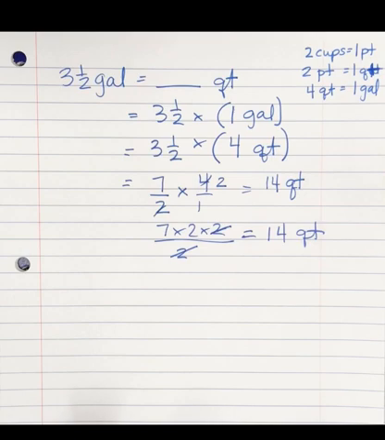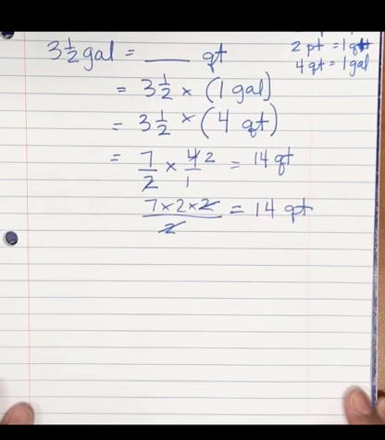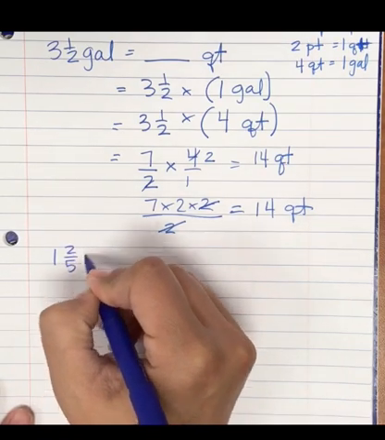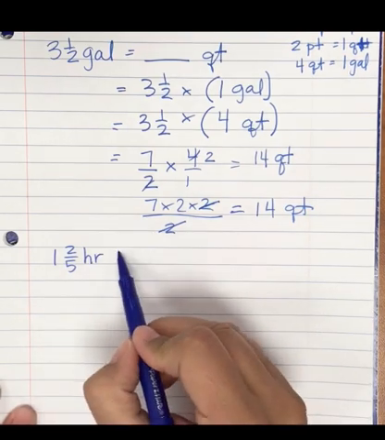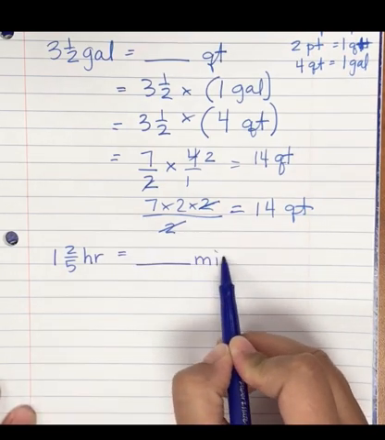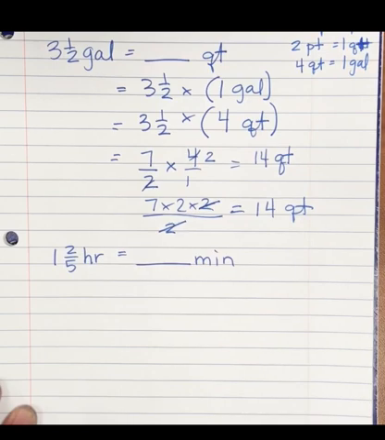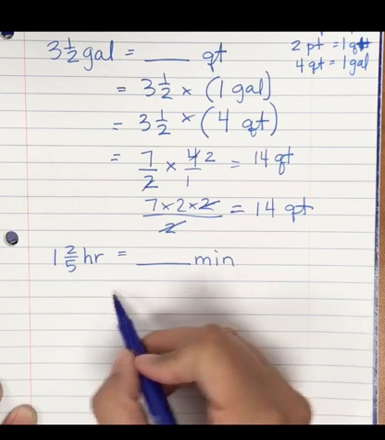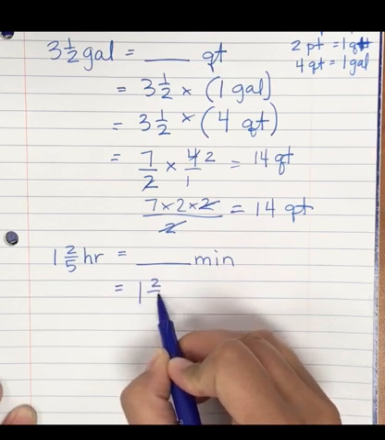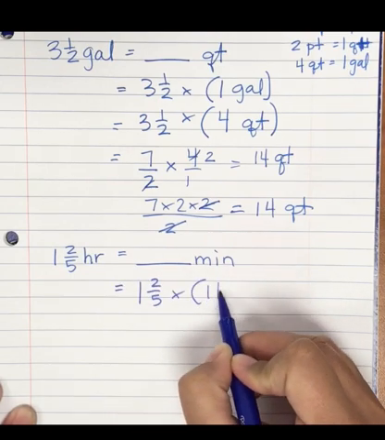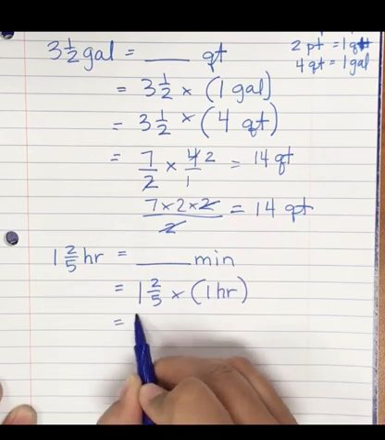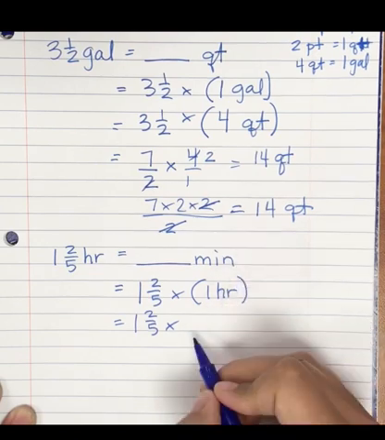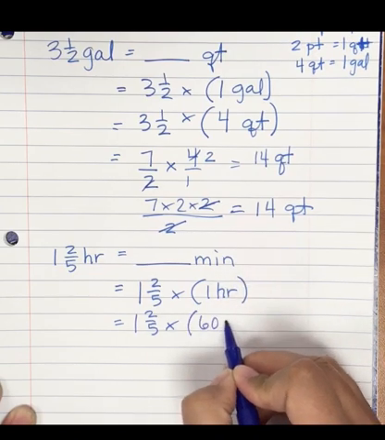Okay. Next one. 1 2/5 hours equals how many minutes? All right. So we're going to go ahead and 1 2/5 times 1 hour. 1 2/5 times, so 1 hour is how many minutes? So that would be 60 minutes.